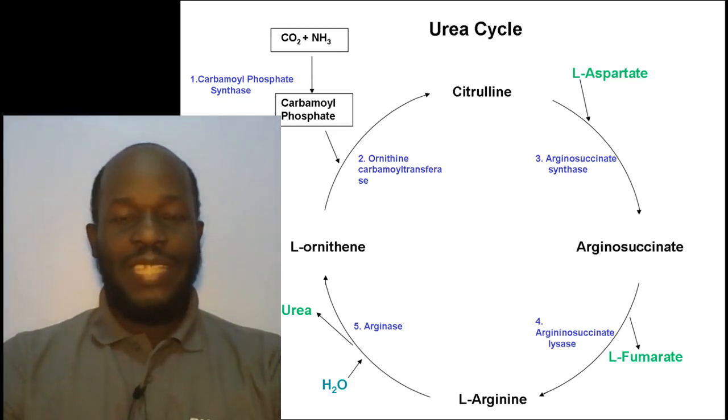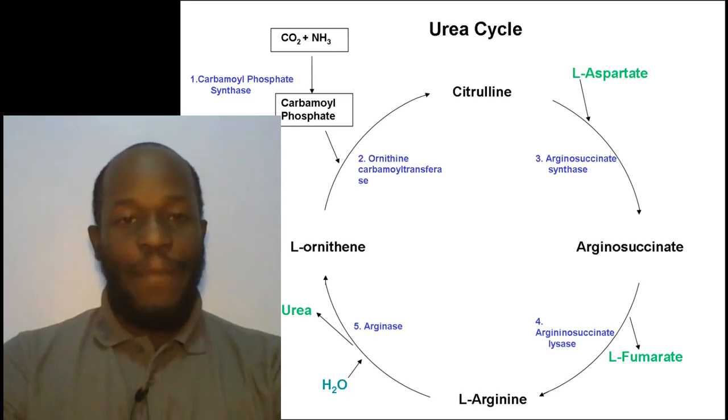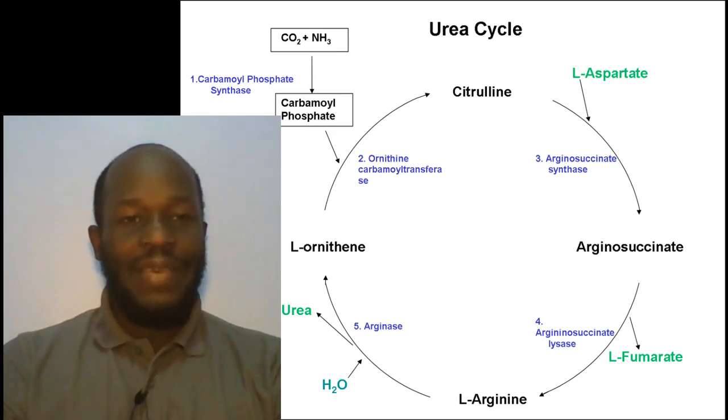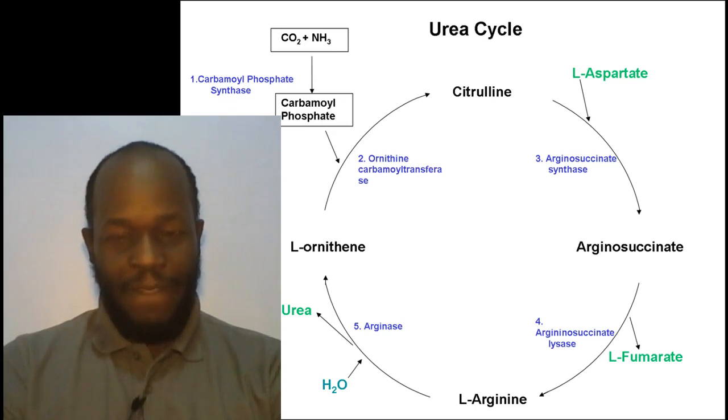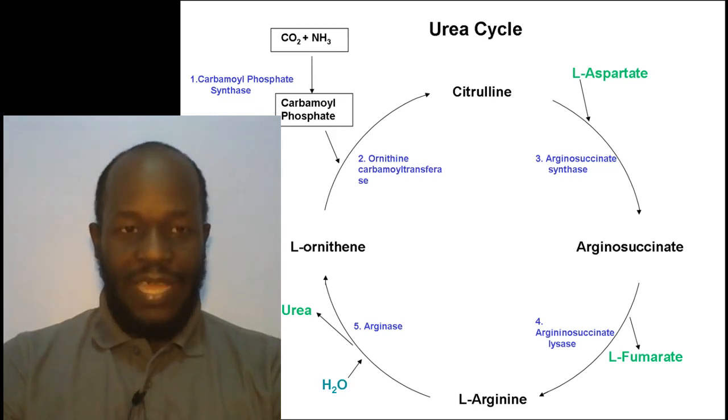I would like also to mention that citrulline is also a non-protein amino acid. So we have two non-protein amino acids, ornithine and citrulline. In this step, carbamoyl phosphate is combined with ornithine to form citrulline. And now this citrulline that is formed is transported out of the mitochondria into the cytoplasm of the hepatocytes by an enzyme called ornithine translocase. So the enzyme that transports citrulline from the mitochondria into the cytoplasm is called ornithine translocase.